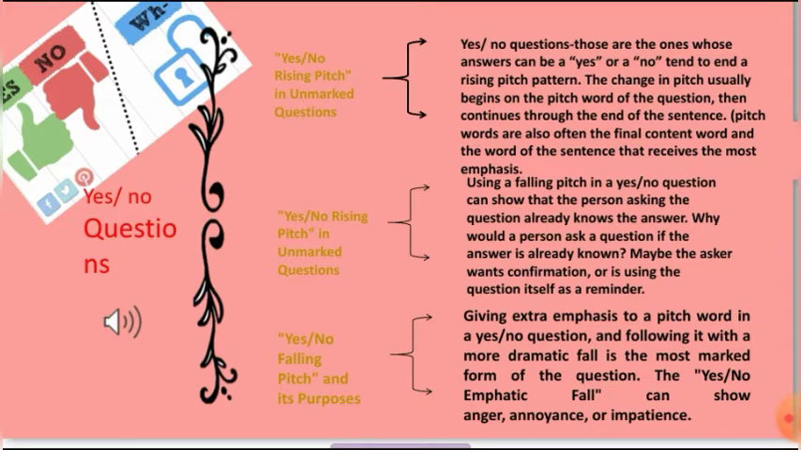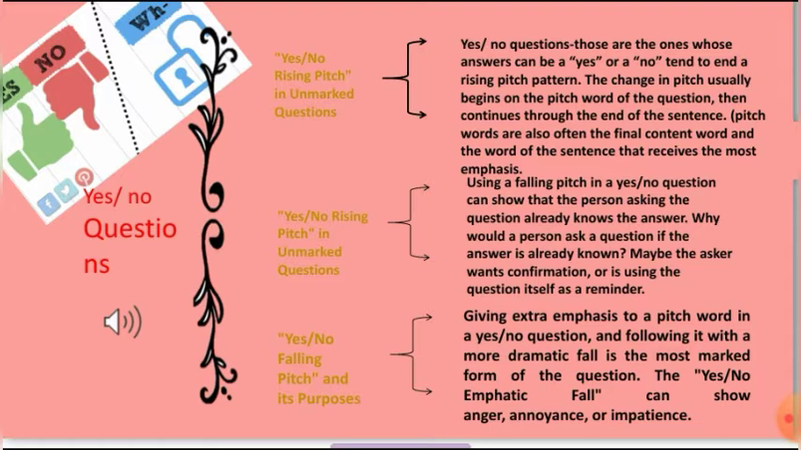Yes/no questions. Yes/no rising pitch is the marked question. Yes/no questions are the ones whose answer can be a yes or a no, and tend to have a rising pitch pattern. Yes/no falling pitch and its purpose: using a falling pitch in a yes/no question can show that the person asking the question already knows the answer.